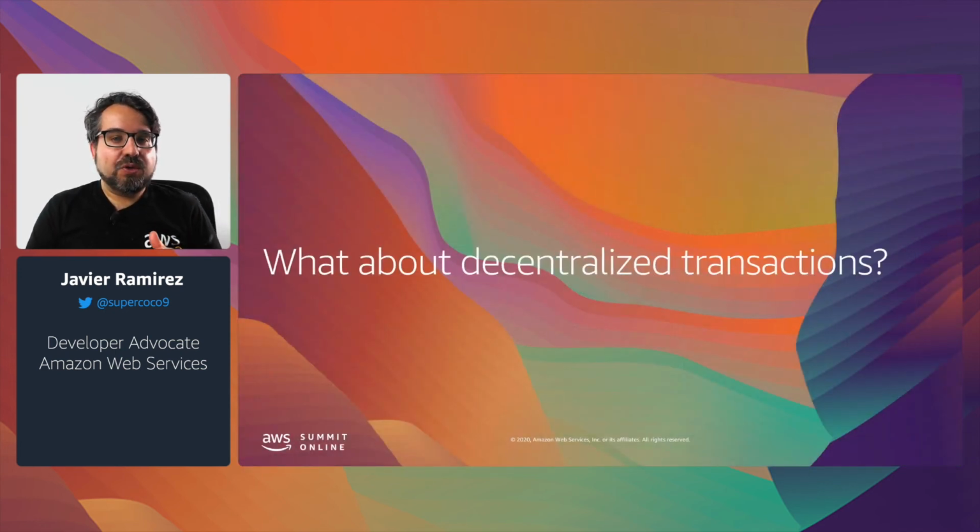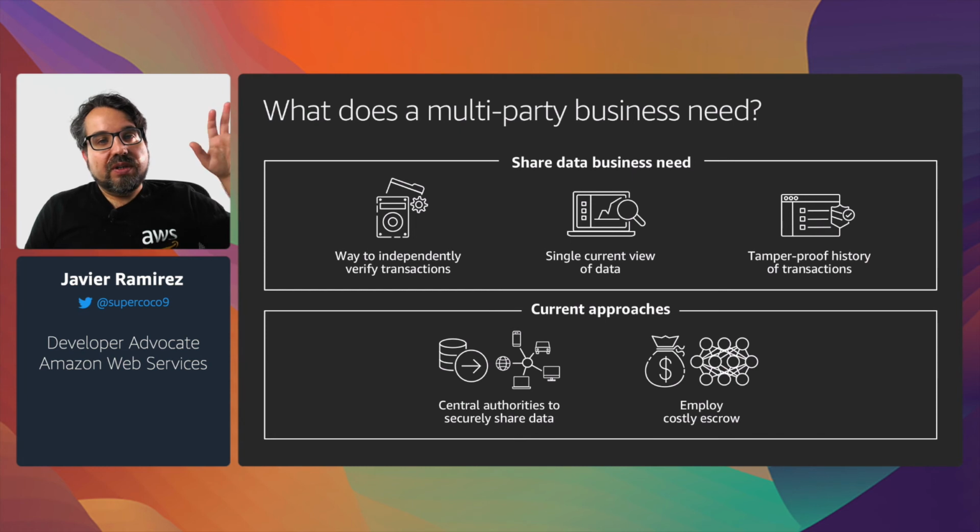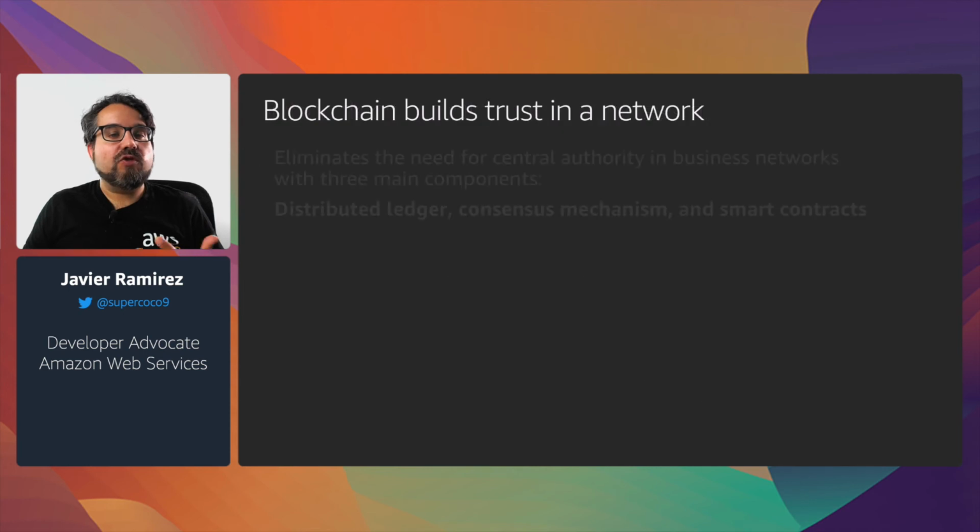I still want to speak about the centralized transactions in the last few minutes I have for the presentation. So we already saw the centralized transaction is when you have a consortium of companies and they all want to have a way to share the same data and verify independently the transaction history and making sure no one is tampering with that history. And for that, we want to avoid having escrow or a central authority that is going to be expensive to maintain.